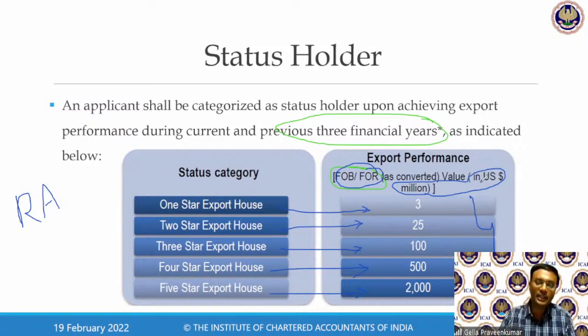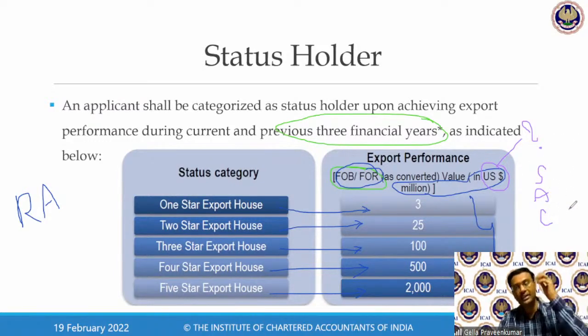And sir, you're talking here about US dollars. How do I calculate US dollars? Because there is something called spot rate. There is something called average rate. There is something called closing rate. Spot rate is when the transaction takes place. Average rate is for the entire year. Closing rate is the end of the financial year.